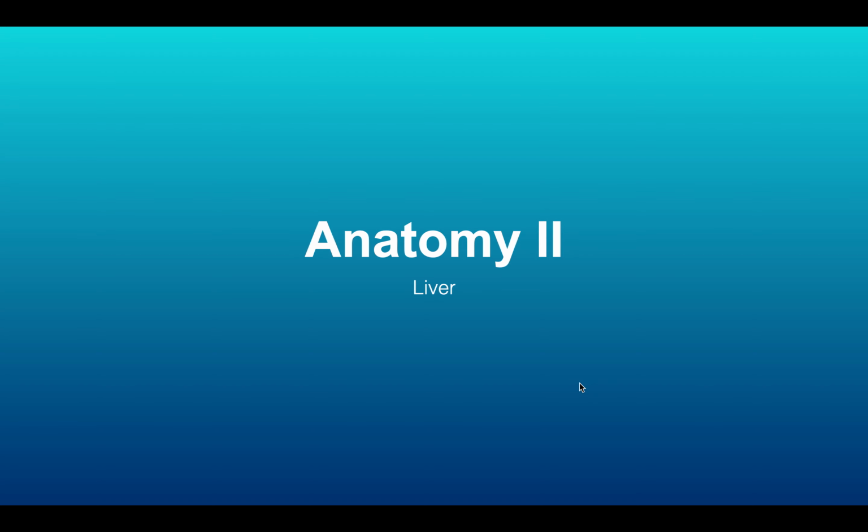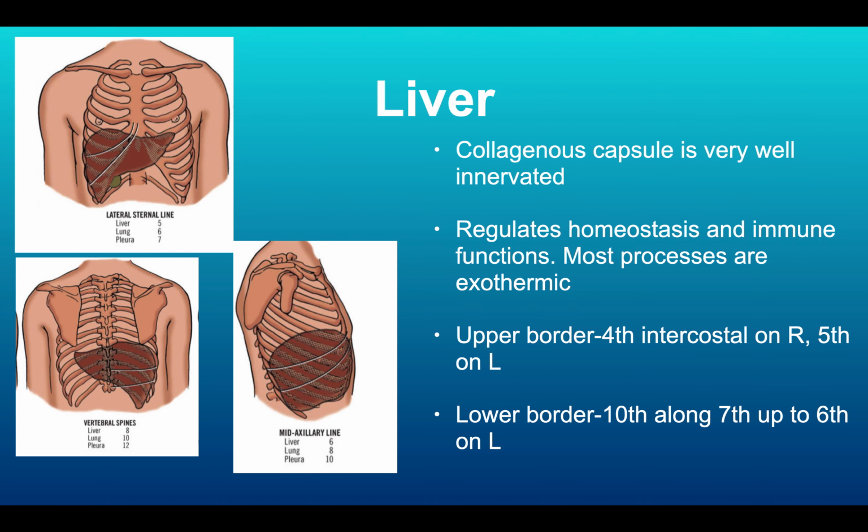Hello, let's go through the anatomy of the liver. The liver is contained within a very strong capsule made of collagen, and it has a lot of functions, but most of the processes are exothermic, so they release heat. It's found on the upper border of the fourth intercostal space on the right, and about the fifth intercostal space on the left.